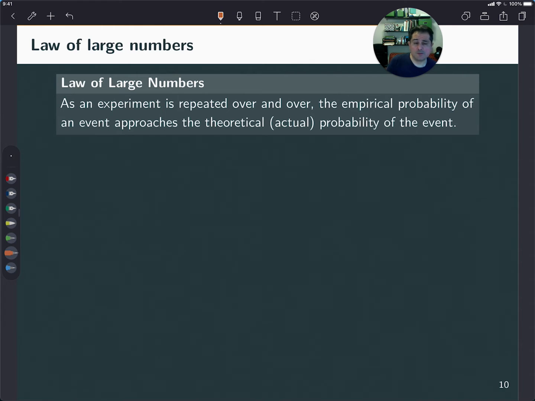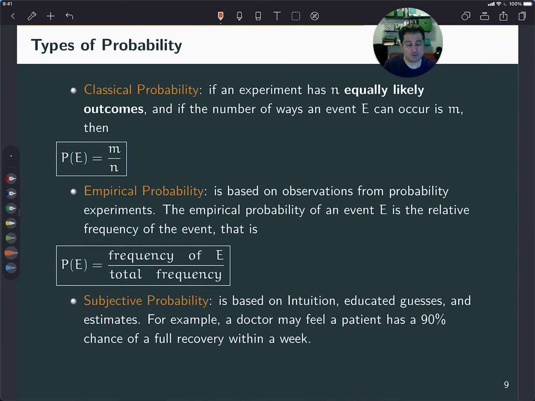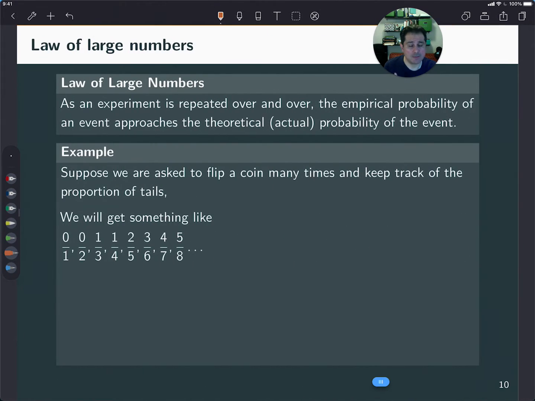So the law of large numbers is huge. This one says that as an experiment is repeated over and over, the empirical probability of an event approaches the theoretical probability, or the classical probability, of the event. That's why you can match them together.